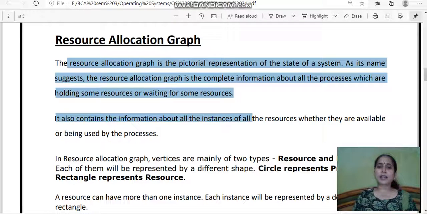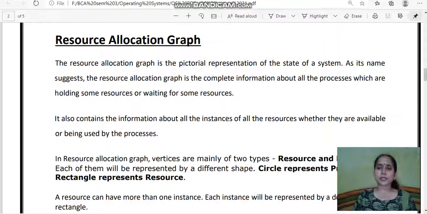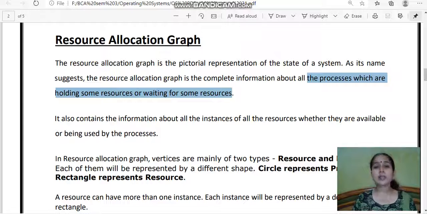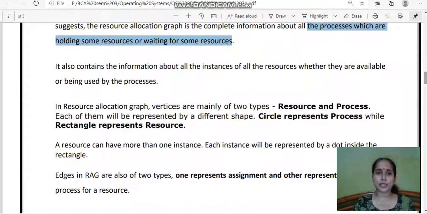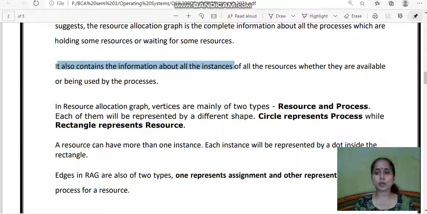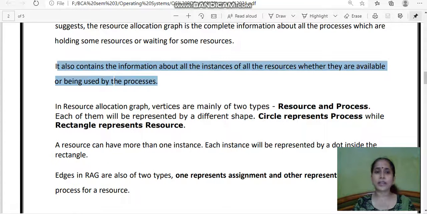The resource allocation graph is the complete information about all the processes which are holding some resources or waiting for some resources. Means if there are n number of processes competing with each other and n number of resources present in the system that can be allocated, the relation amongst these competing processes and resources and their instances is depicted in a graphical format through this resource allocation graph. Before that, we should know what the symbols are that are used for it. It also contains the information about all the instances of the resources, whether they are available or being used in the process.